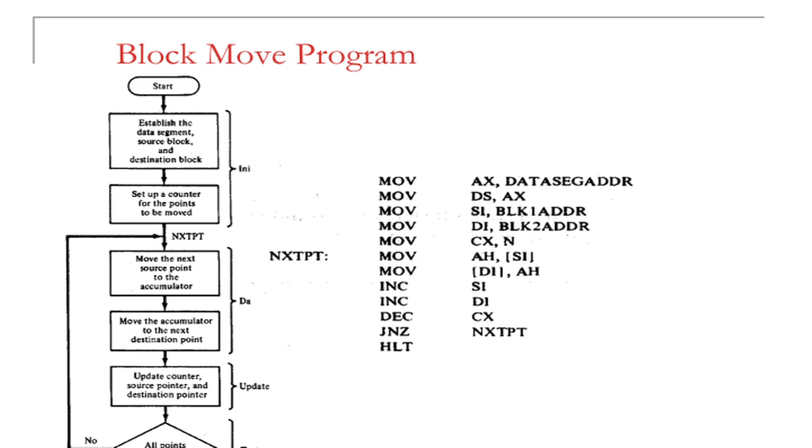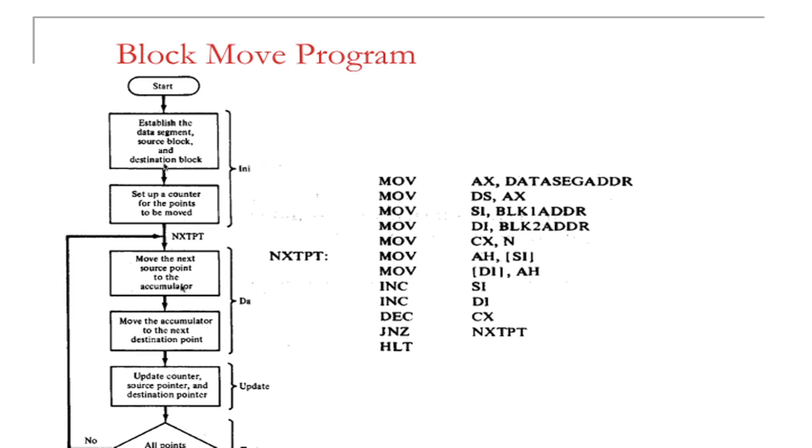And on the right, that's the actual implementation of this flowchart. We implement these operations using the actual assembly language instructions. So let's look at the flowchart. We first start from here. We establish data segment, source block, and destination block. We do all the initializations of addresses here. We then set up a counter for the points to be moved.